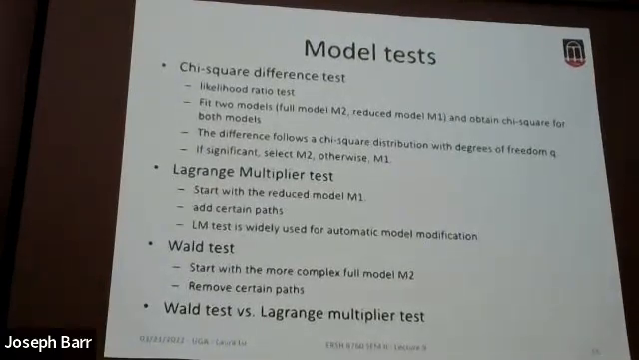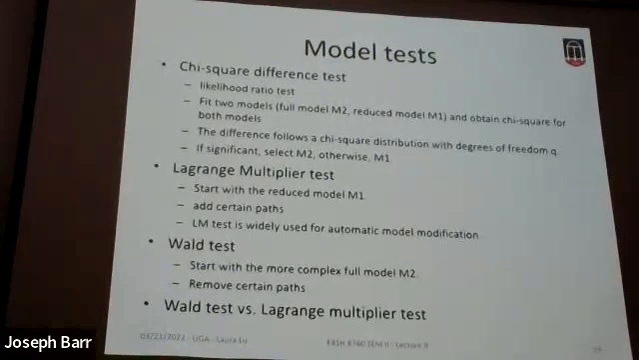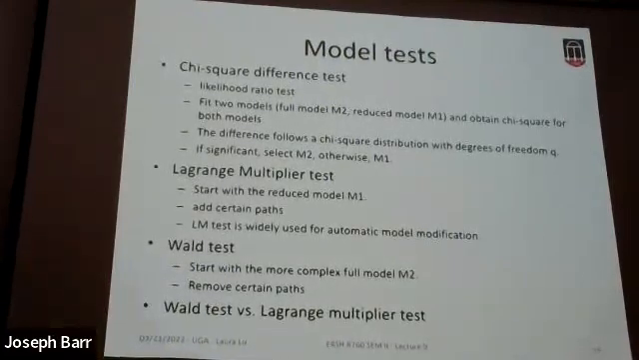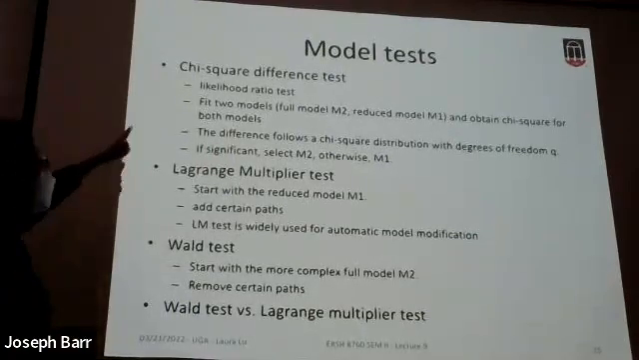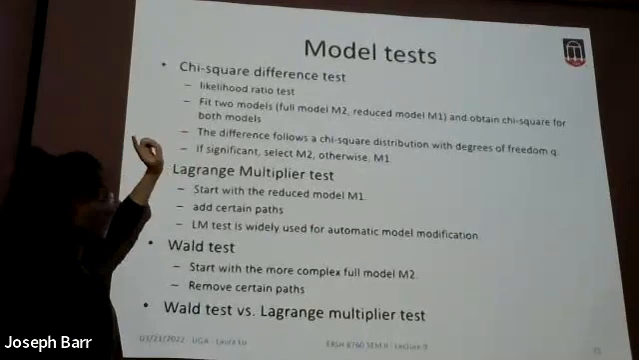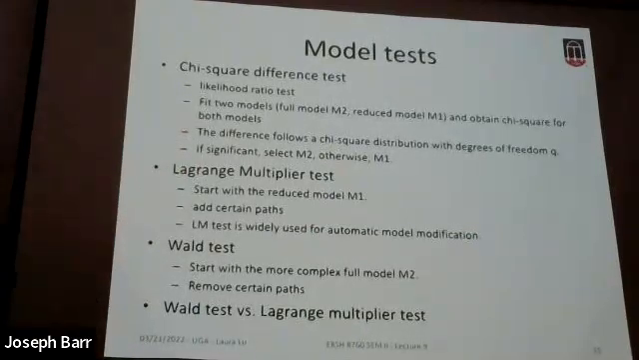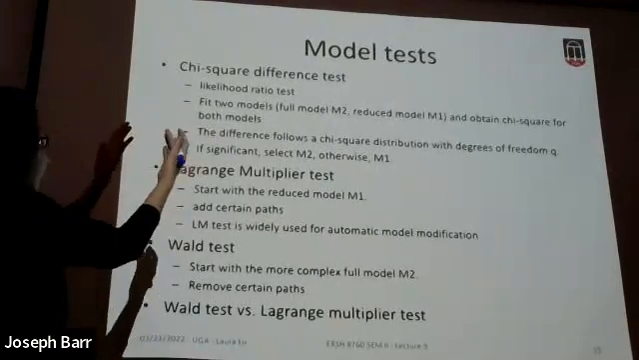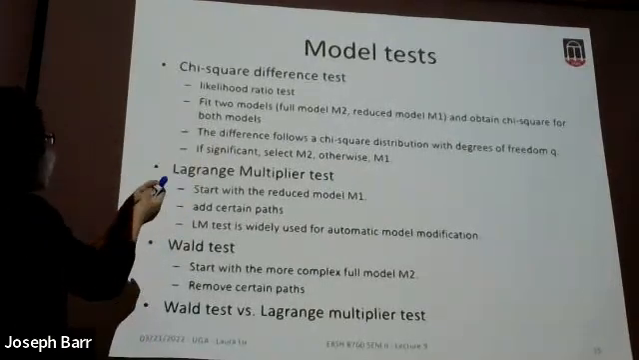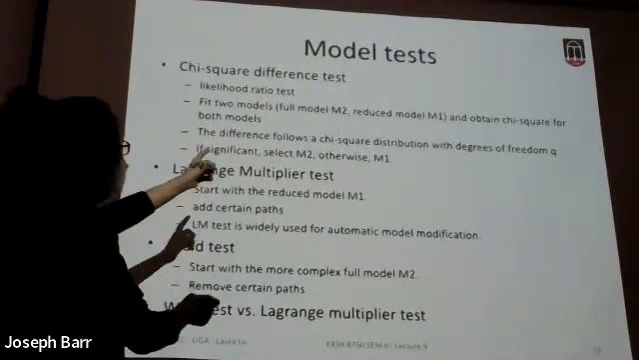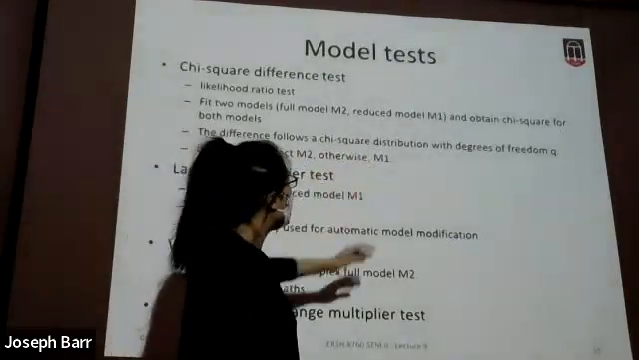So based on that complexity bar, we have different tests. For model tests, we have different ways to do that. The chi-square difference test is for nested models. We use the likelihood ratio test. In last semester, SEM1, we also mentioned the likelihood ratio test. Basically, we're going to use two models: one is called the full model, the other is called the reduced model.